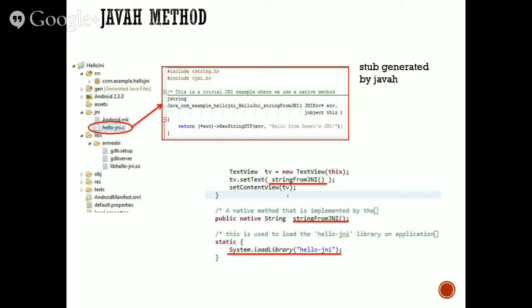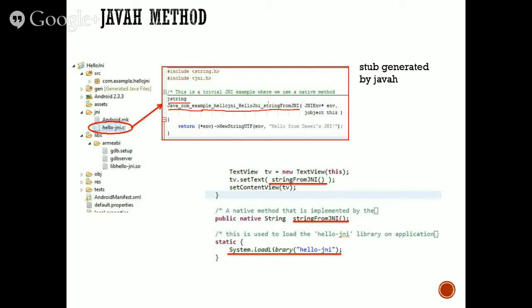In the javah method, you can see here under the JNI folder, you have a hello-jni.c. This hello-jni.c is created from the header stub which is generated automatically. This is the function name which javah has automatically created for you. You can see that it has a long name for the method: Java underscore com underscore example underscore hellojni underscore HelloJni underscore stringFromJNI.